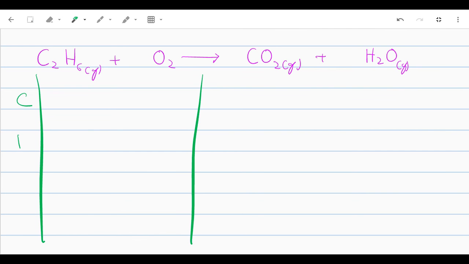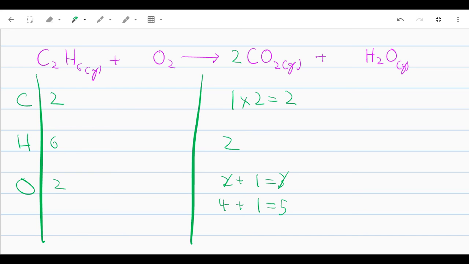I have carbon, hydrogen, oxygen. I have 2, I have 6, I have 2, I have 1, I have 2, and I have 2 plus 1. Okay, I'm going to go about this the same way. I want to balance out my carbons, so I times my carbon in my products by 2. That's going to change it so that now I have 5 oxygens.